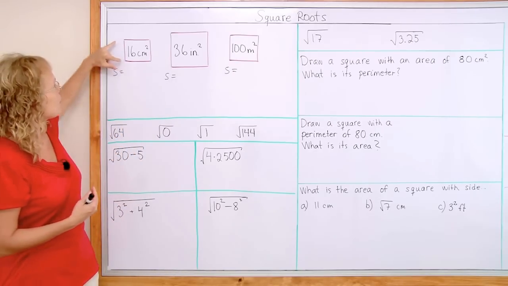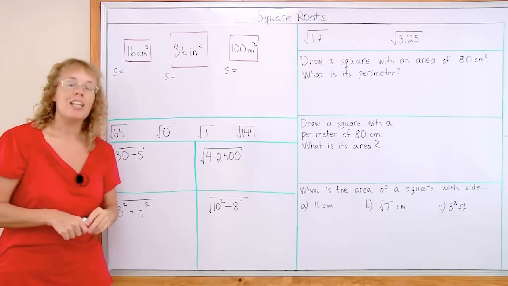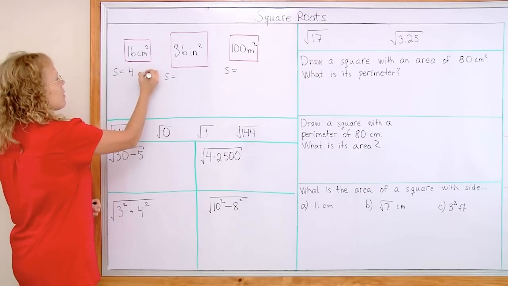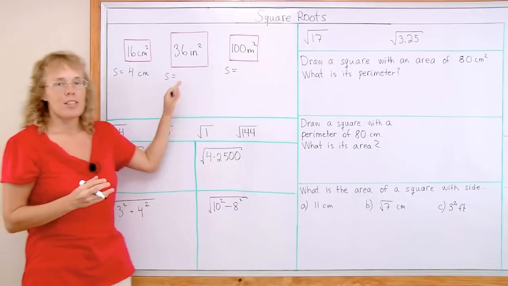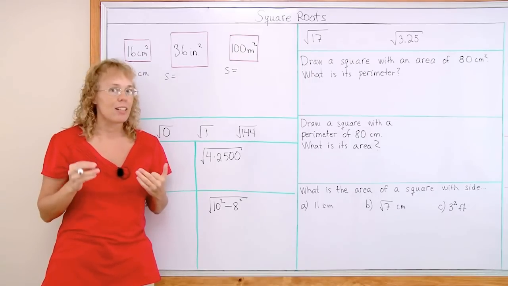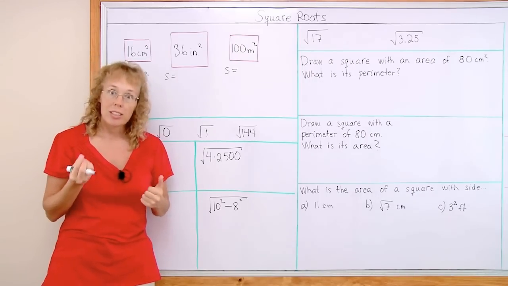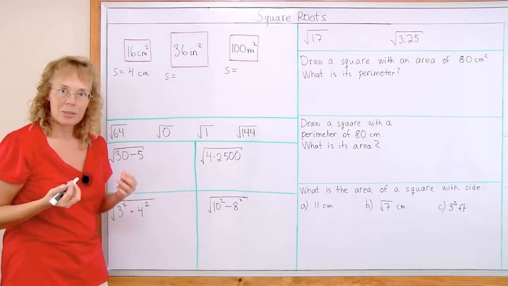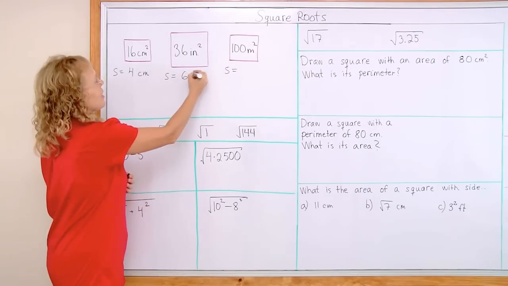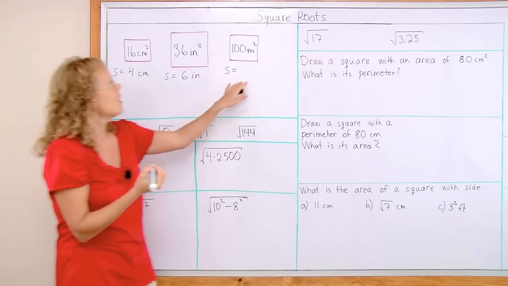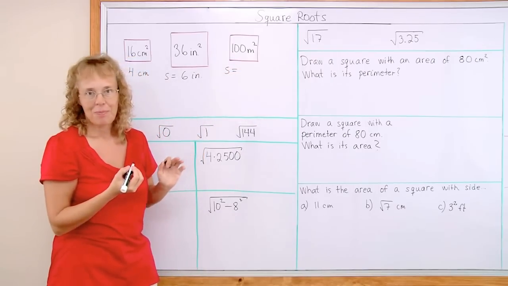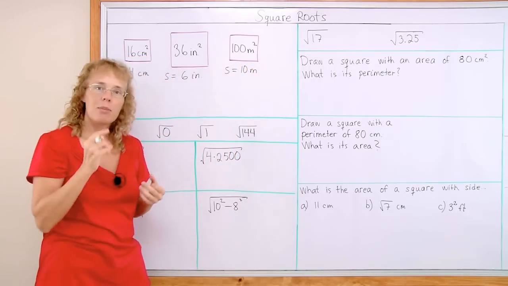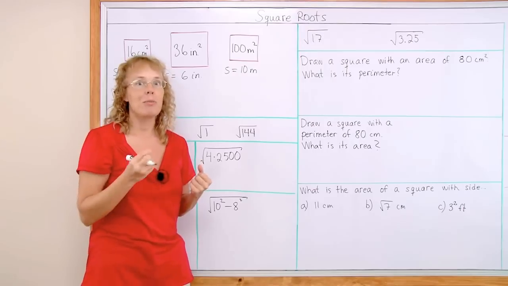What number times itself gives you 16? Well, the answer is 4, right? 4 centimeters. Now, how about here? 36 square inches is the area. So what is the side? How long is the side? What number times itself is 36? 6, right? 6 inches. And here, what is the side length? It is 10 meters, right? Because 10 meters times 10 meters gives you 100 square meters.